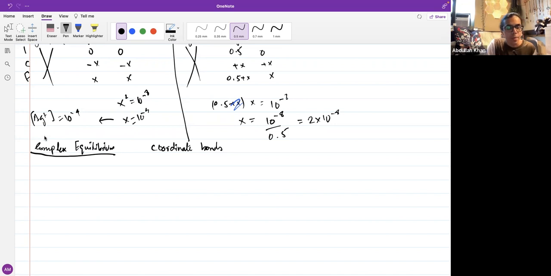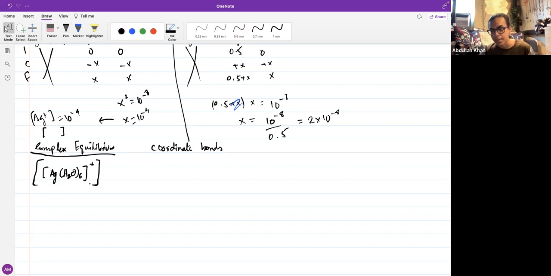And complex compounds are always kept in square brackets, not to confuse with the square brackets of molarity. So for example, Ag(H2O)6 plus is a complex. But if you want to denote the molarity of this complex, then you put the molarity square brackets. So you'll have two copies of square brackets, and that's okay. But just keep in mind that complexes themselves have square brackets of their own. Square bracket, put the charge outside, and then external square brackets for molarity.